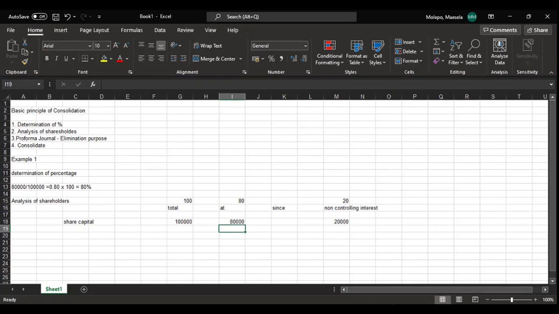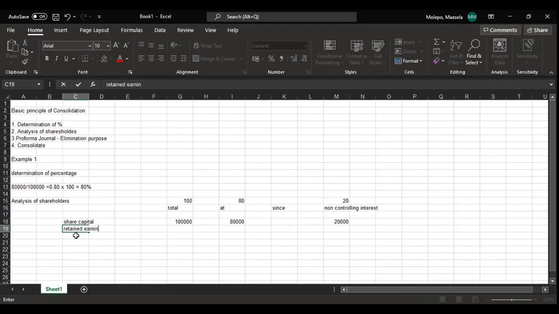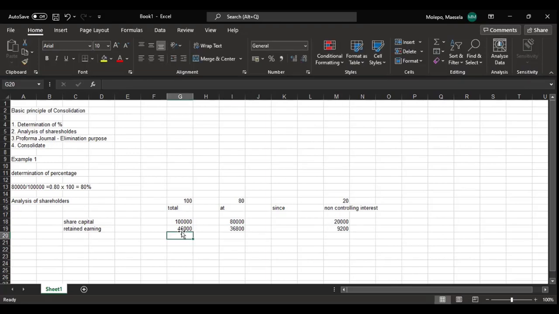We are happy. So there were retained earnings on the date of acquisition. It is also shown at the top. The retained earnings were sitting at 46,000. Then 80% of 46,000 is 36,800, and 20% of it will be 9,200.